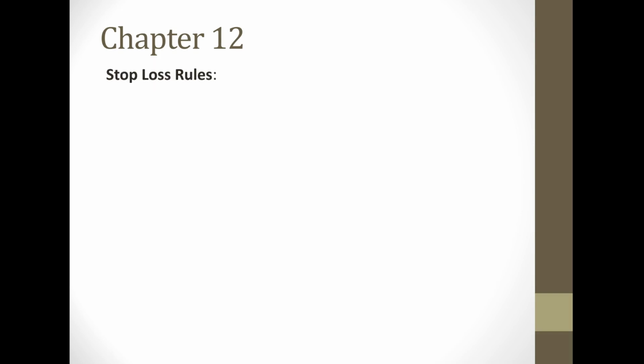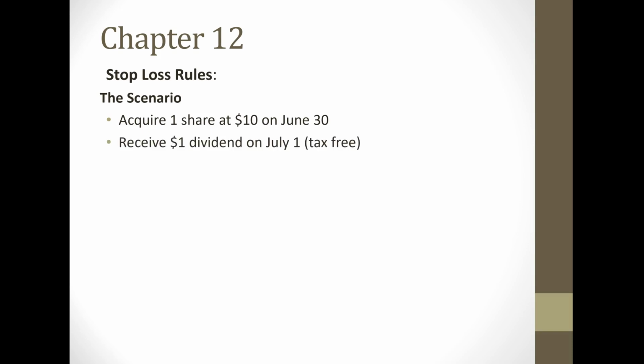Moving on to the next slide, let's talk about stop-loss rules. Now, stop-loss rules are something that are unique to corporations. And let's just go through an example. Let's say that this corporation buys one share of another corporation at $10 on June 30th. On the next day, they receive a $1 dividend from the ownership of that share. Now remember, we said that when a Canadian corporation receives dividends from another Canadian corporation, that dividend is tax-free. They don't pay tax on that because that's a deduction when they calculate taxable income.